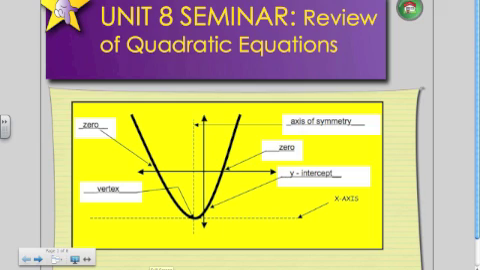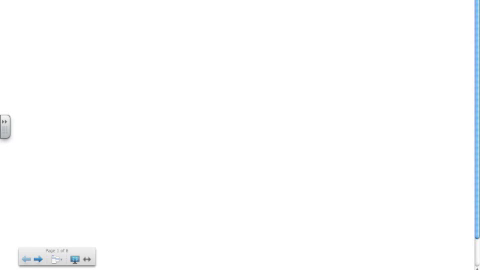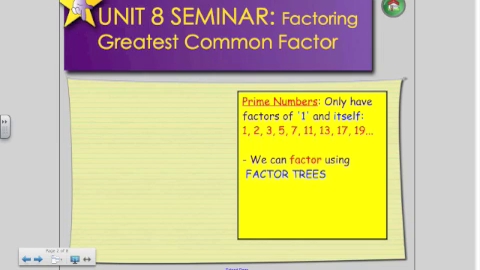Before we factor actual quadratic equations, we're going to learn to just factor algebraic expressions. And to do that, we need to know the concept of prime numbers. Like it says on the board, prime numbers are numbers that basically cannot be broken down any further. So they only have factors of 1 and itself.